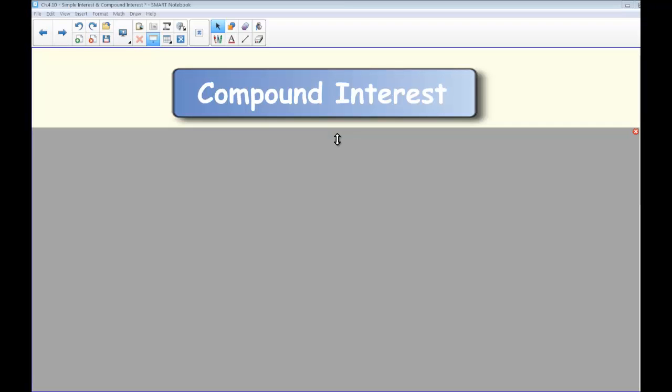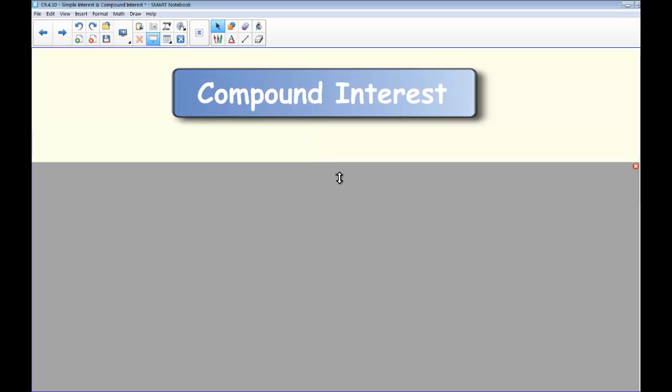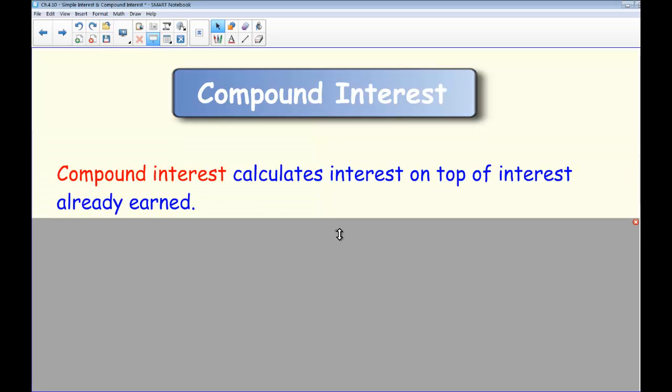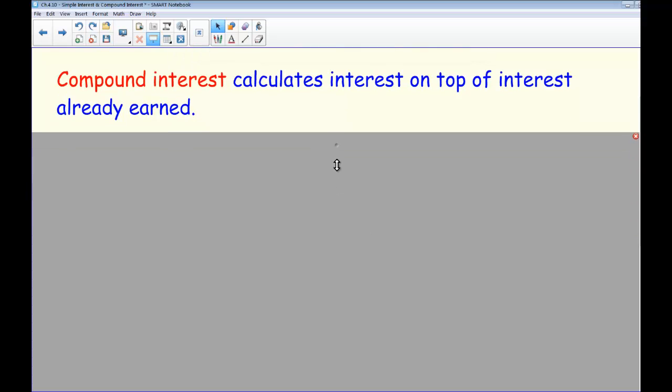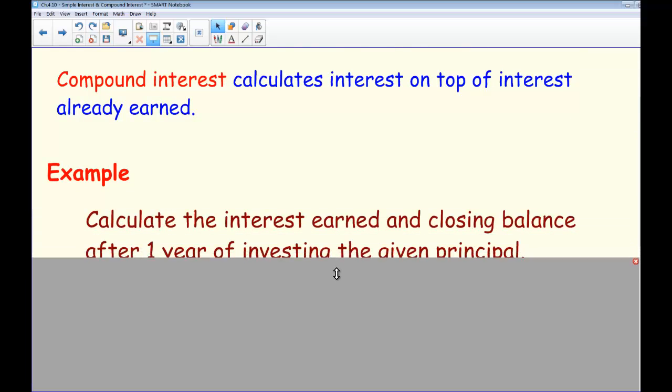Now, for those of you who really want to earn some money, compound interest is much more interesting. Now, what is compound interest? Well, compound interest calculates interest on top of the interest that you already earned. So you accumulate money much quicker this way. So what I have here is an example.